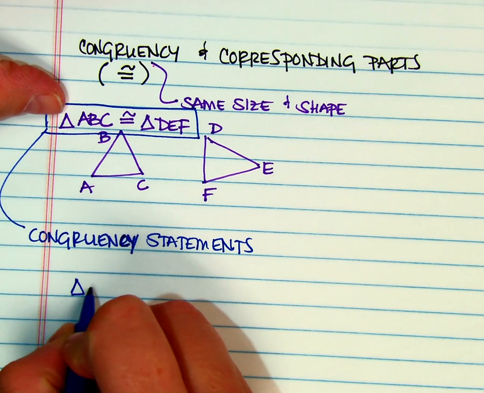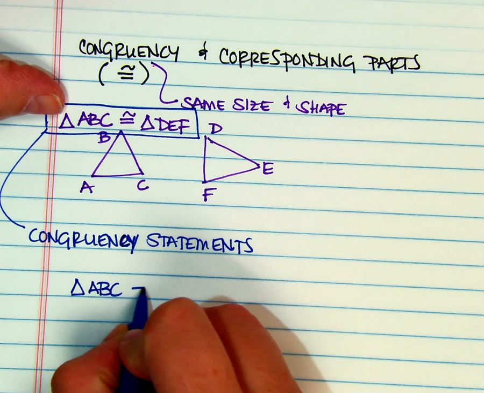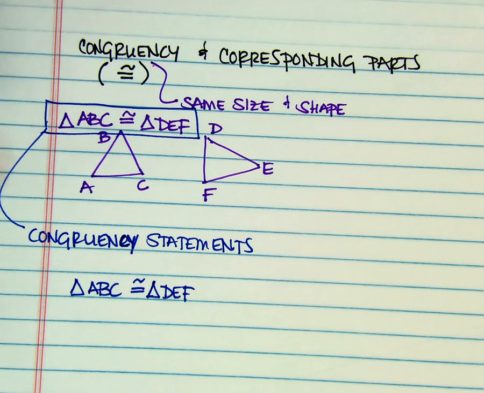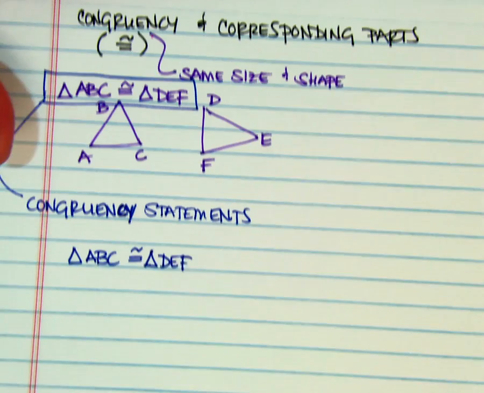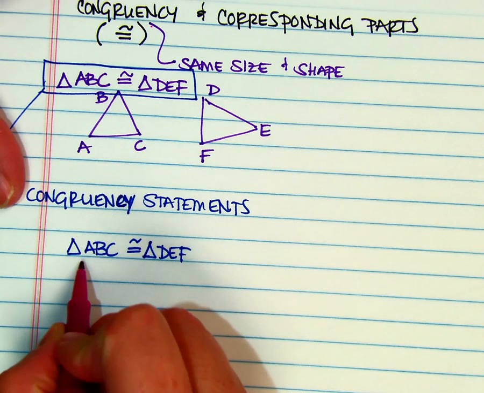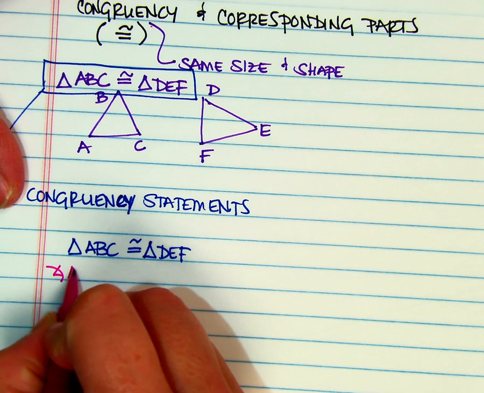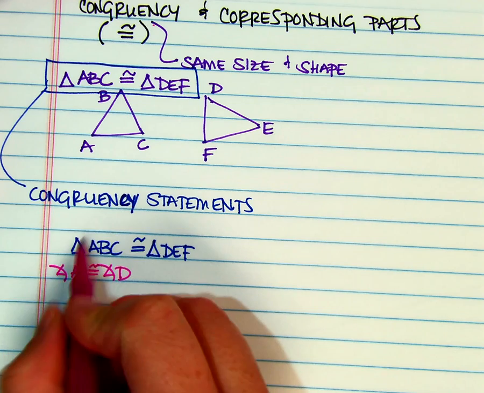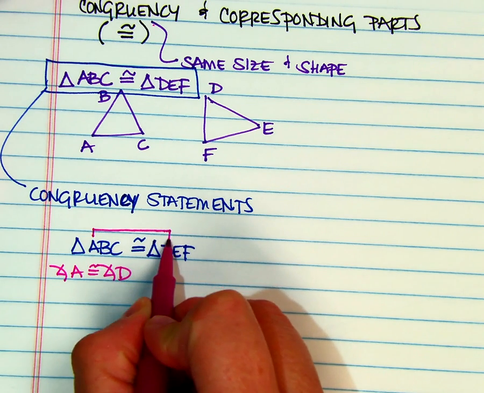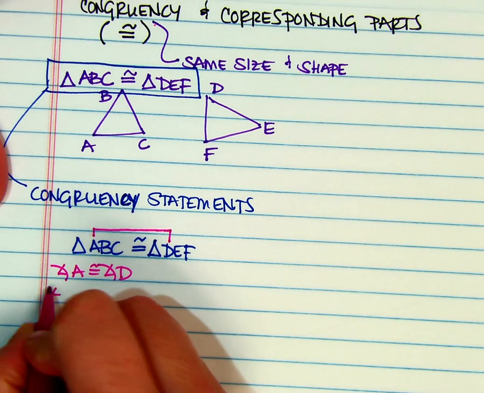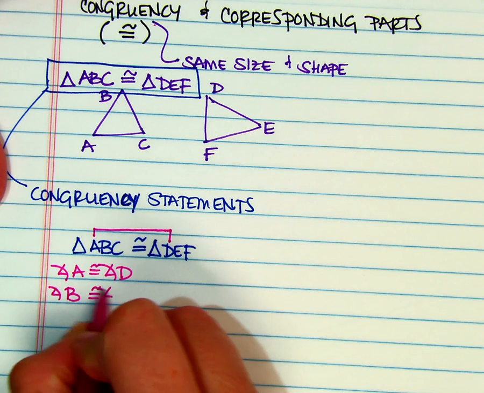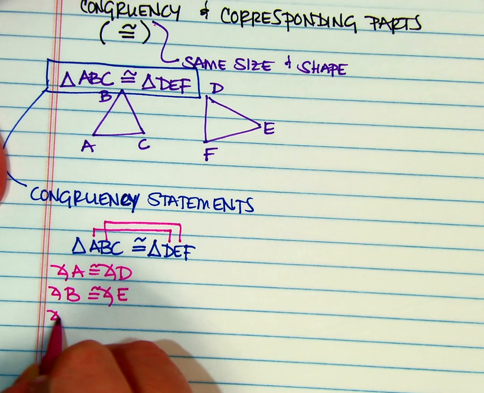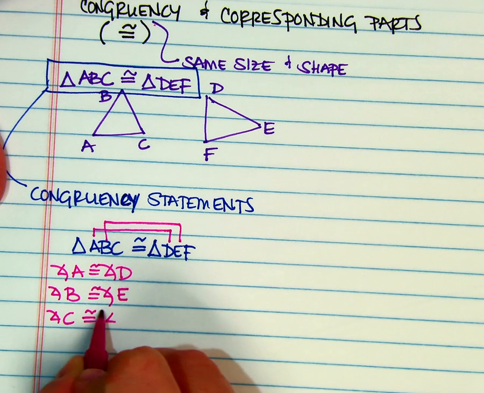So if I have, again, triangle ABC is congruent to triangle DEF. From there, since we're dealing with triangles, we have 3 angles and 3 sides. I know then that angle A is congruent to angle D. So I'm looking at the first letter and the first letter. I know also that angle B is congruent to angle E, and that angle C is congruent to angle F.